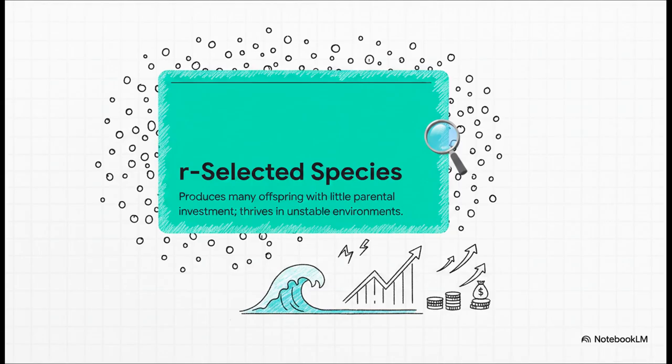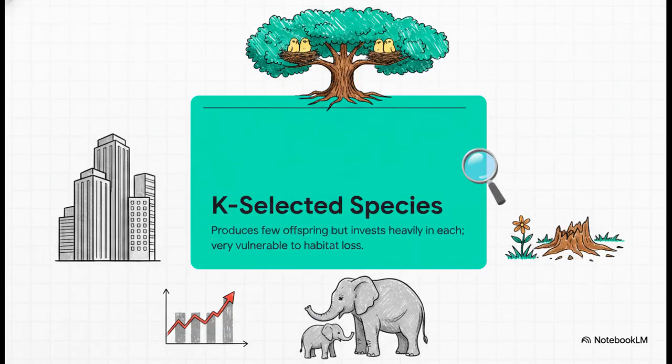If the conditions are right, their populations will absolutely explode, even if any single offspring has a minuscule chance of surviving. On the flip side of that coin, we have our K-selected species. Here, the K stands for carrying capacity. So if R-selected species are the day traders, K-selected species are your long-term blue-chip investors. They produce very few offspring, but they invest massive amounts of time and energy into every single one. They're pushing the survival probability of their young as close to the environment's carrying capacity as they possibly can.